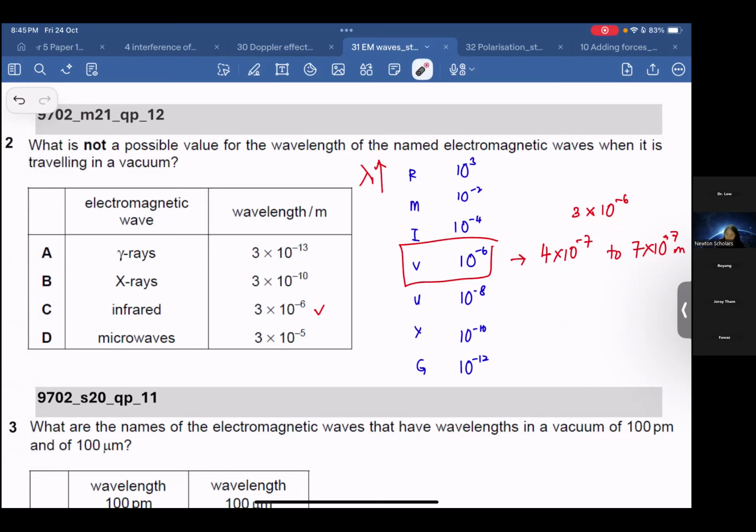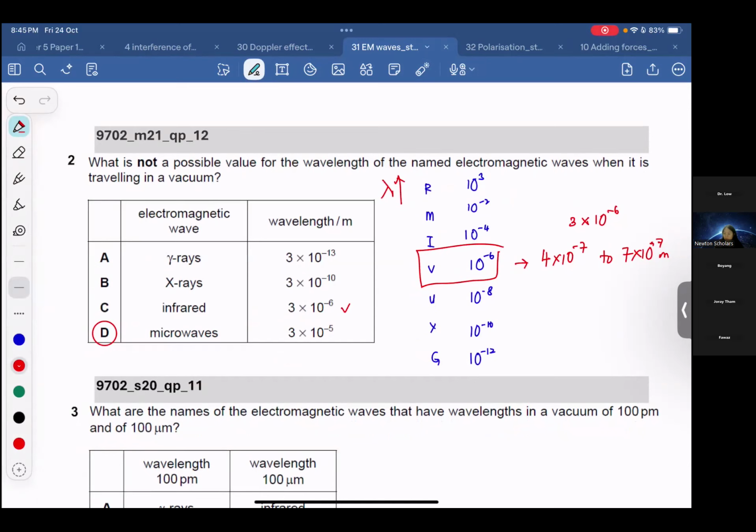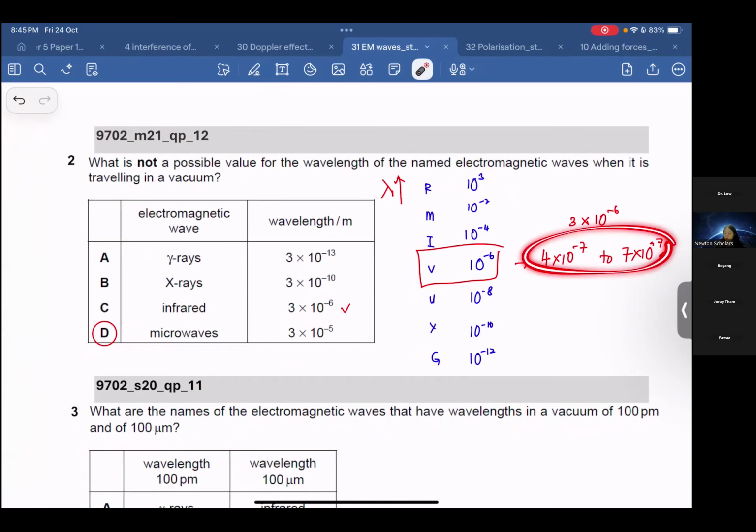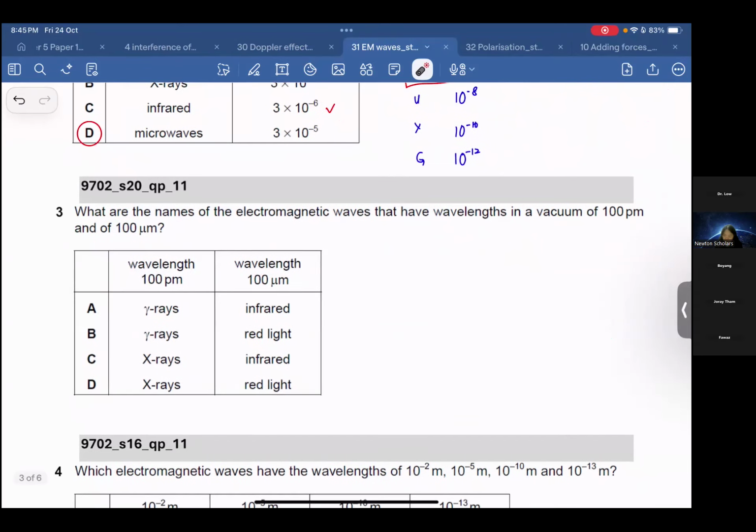Microwave, we check microwave. Microwave should be negative 2, but here it's negative 5, dear. So this answer is wrong. Is it okay? You mean the infrared, right? Do you get what I mean or not? Here, dear, below 4 is infrared. So if it's longer than 4 times 10 power of negative 7, they are correct. Line number 3.